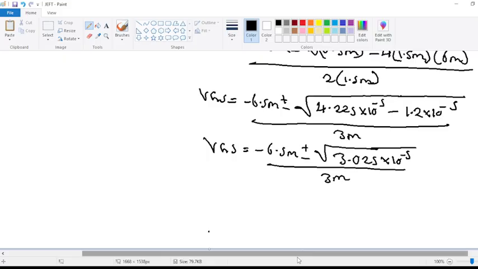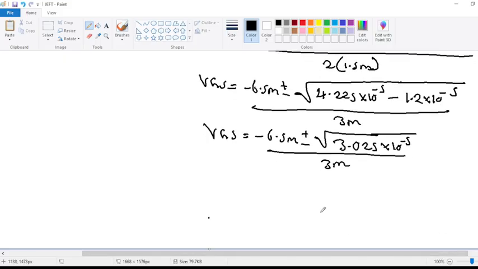Okay, so we have this now here. From there, we're going to have our VGS equals negative 6.5 milli, positive or minus the square root of 3.025 times 10 raised to the power negative 5. We're going to have 5.5 milli, divided by 3 milli.